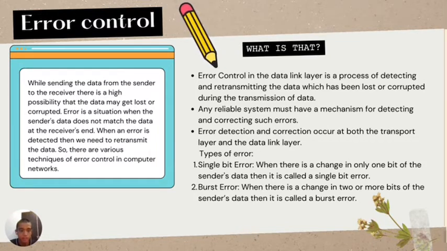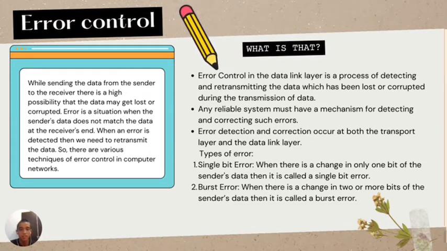So, there are various techniques of error control in computer networks. What is that? Apa itu error control? Error control in the data link layer is a process of detecting and retransmitting the data which has been lost or corrupted during the transmission of the data. Any reliable system must have a mechanism for detecting and correcting such errors. So, kita akan ada satu sistem yang akan membantu kita detect dan membetulkan kesalahan-kesalahan ini. Error detection and correction occur at both the transport layer and the data link layer.